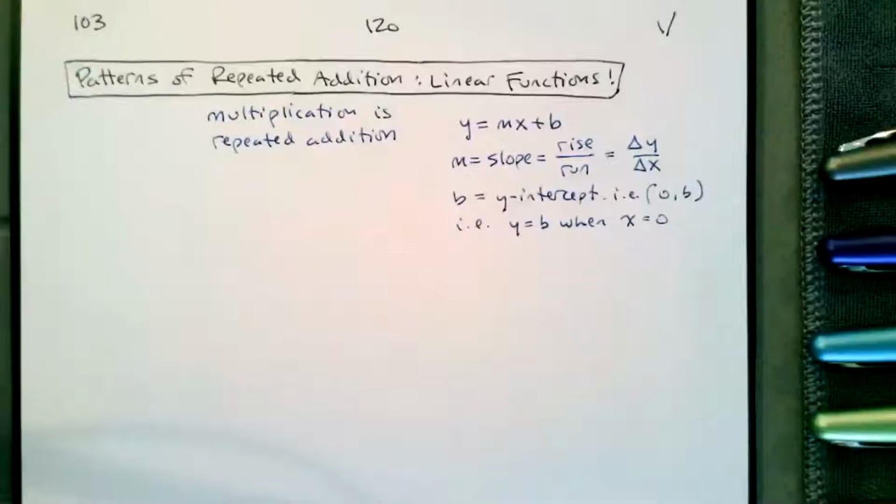Today, we're going to continue looking at patterns of repeated addition. We started yesterday calling them linear functions. This brought up a lot of memories. Once I said repeated addition, we should start thinking multiplication. We've got to look for where the multiplication is happening here. And once I said linear functions, we should start thinking y equals mx plus b.